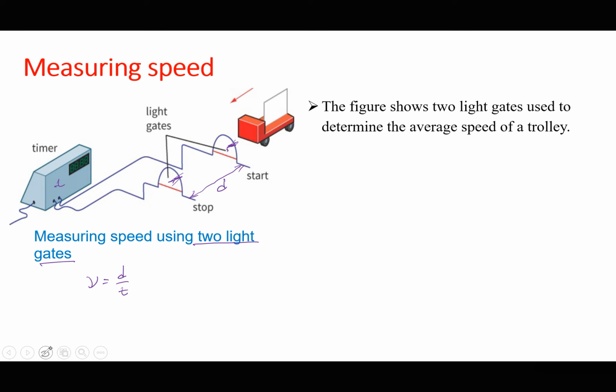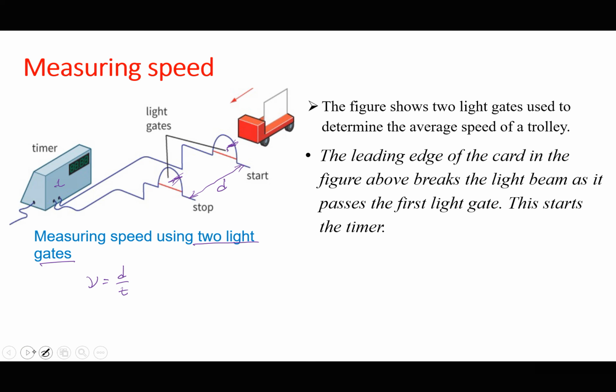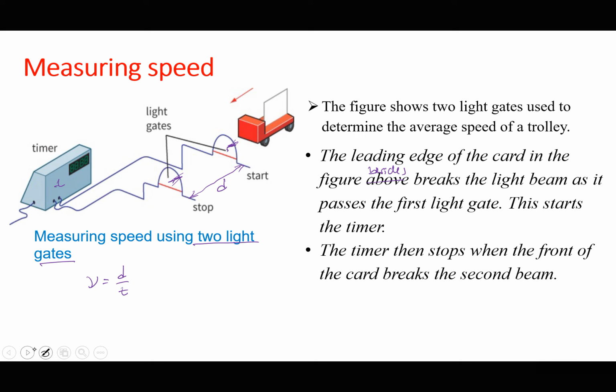So we are saying that in this method, the leading edge of the card in the figure breaks the light beam as it passes the first light gate, and this starts the timer. The timer stops when the front of the card breaks the second beam. So when the front of the card breaks the first beam, the timer starts, and when the front breaks the second beam, the timer stops.